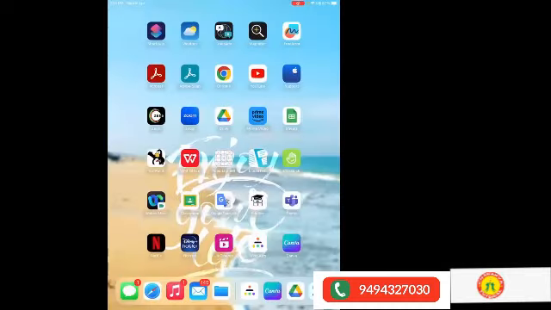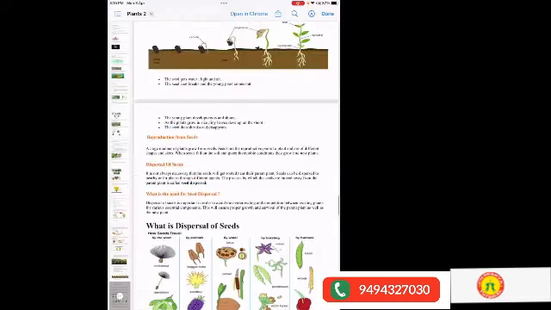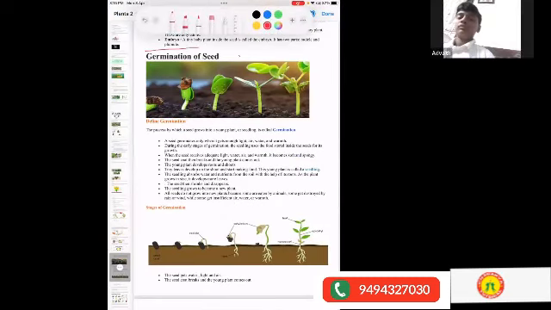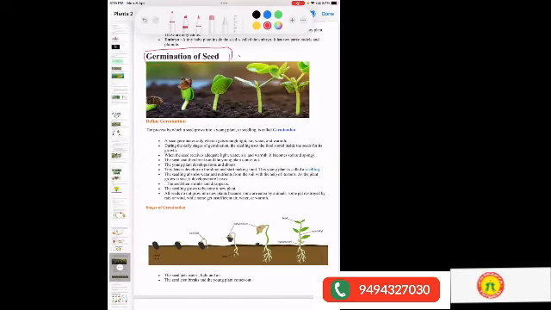Now we will be starting. I think you can see the screen, germination of seed. Right, children? Yes, ma'am. So we will be starting with the topic germination of seed. Germination means the process by which a seed grows into a young plant. You can see here we have the seed, growing slowly and gradually into a seedling, and that is what we call germination.